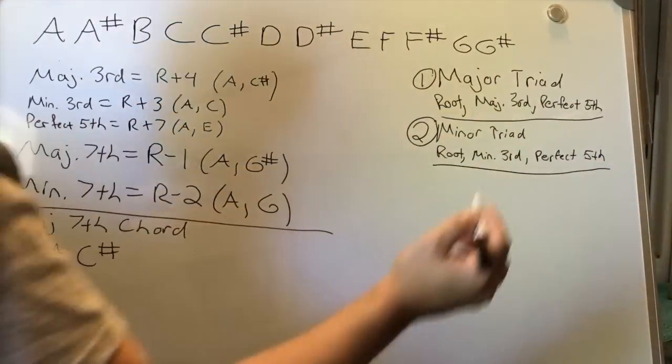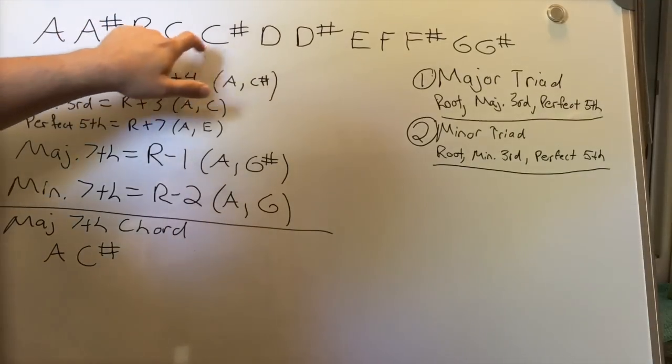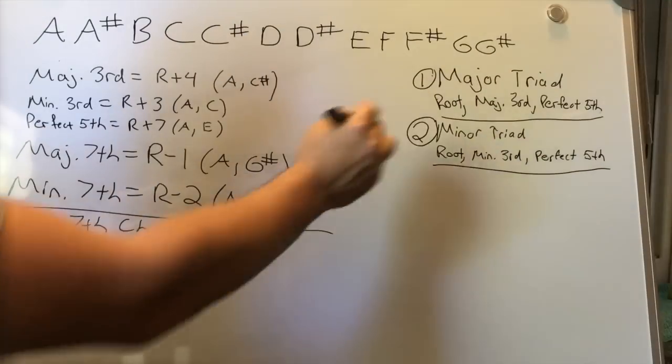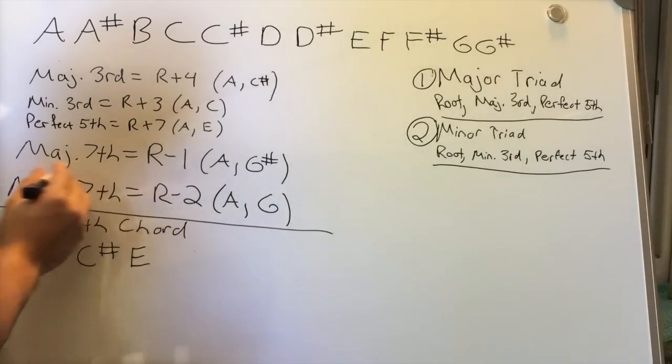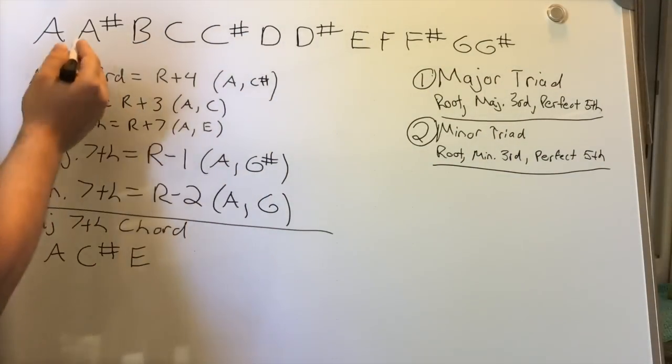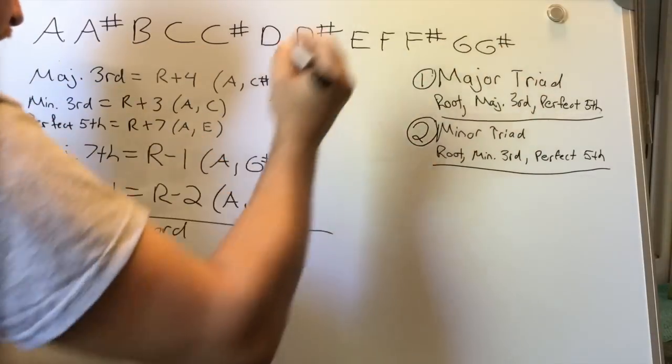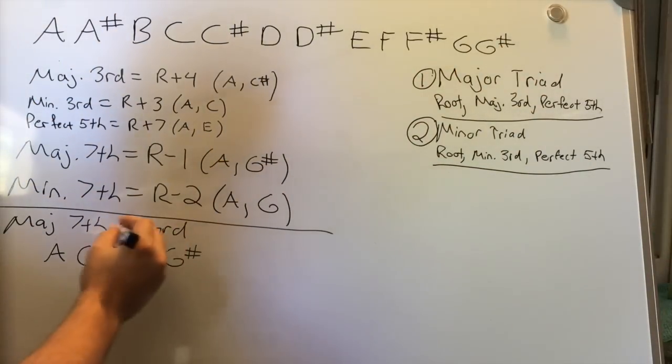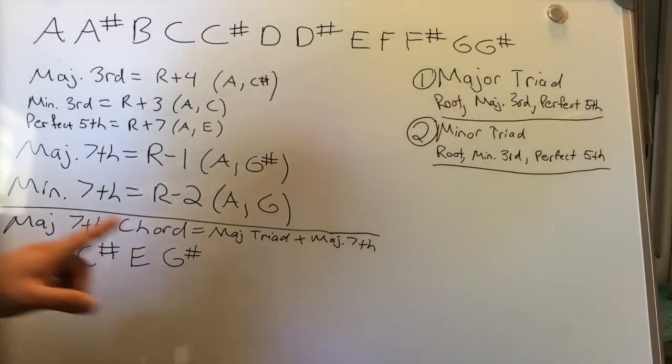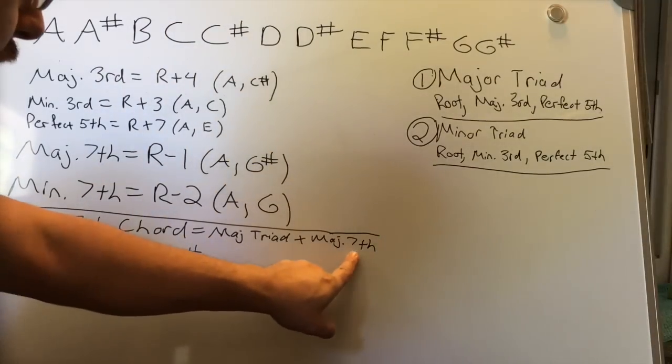We need a perfect 5th, which was up 7. 1, 2, 3, 4, 5, 6, 7. And we need a major 7th, which is the root back 1. G sharp. There's your A major 7th chord. How that works is it's a major triad plus a major 7th.